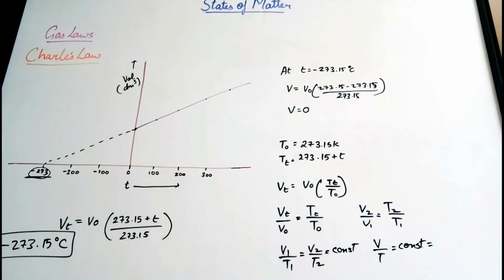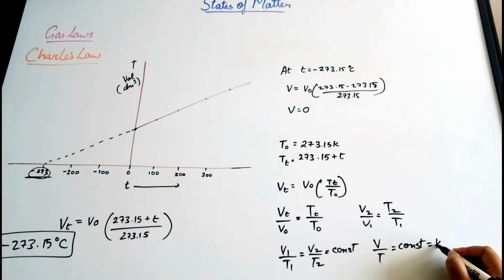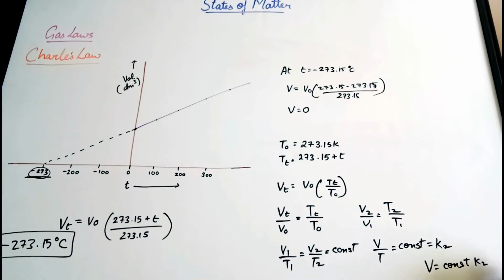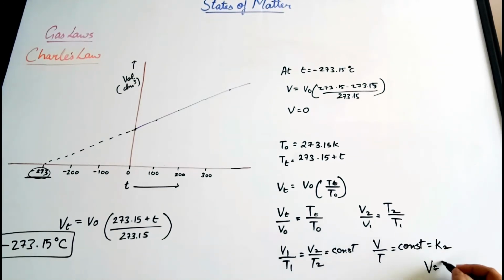And remember, for Boyle's law, we call the constant K1. In this case, it is going to be K2. So volume equals K2 into T. That is the constant, right? So K2 is actually going to be determined based on the pressure and the amount of gas, and it's going to be expressed in terms of the units in which the volume is expressed.